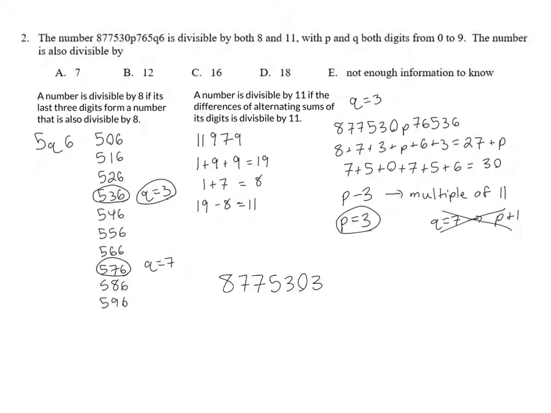That means that our final number has to be 877,530,376,536. And if you use a calculator, you can see that this number is divisible by 12, which ends up being answer choice B.